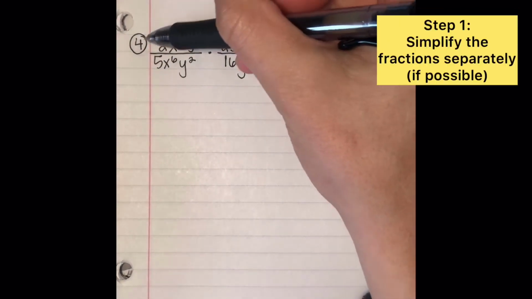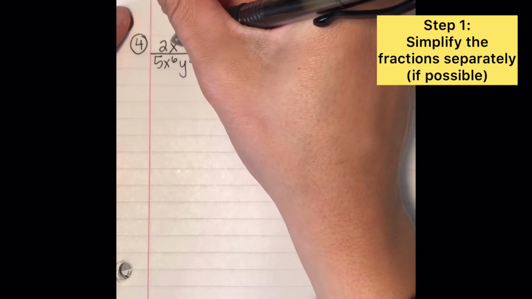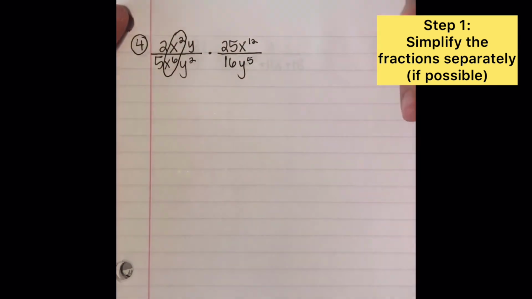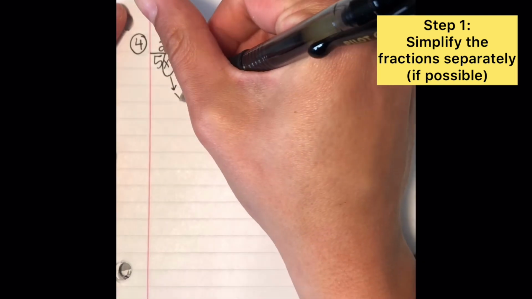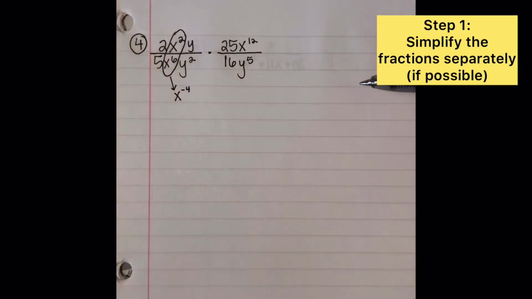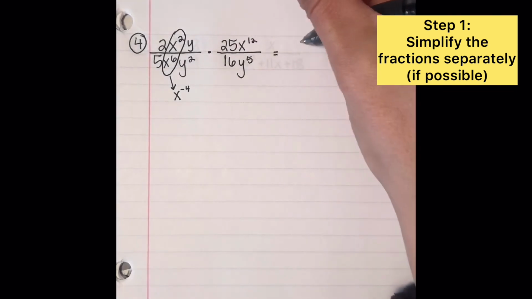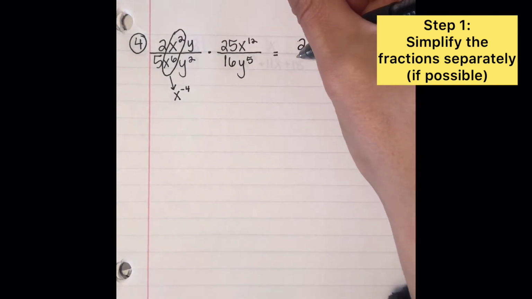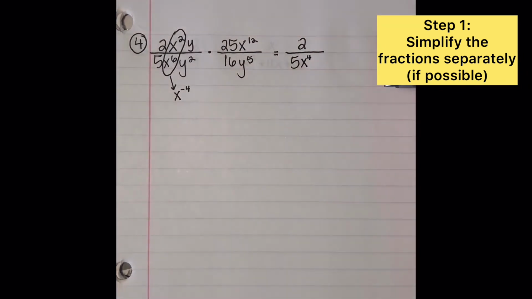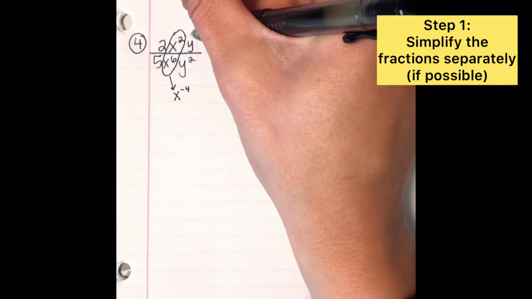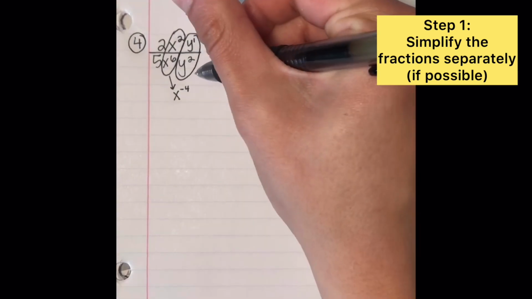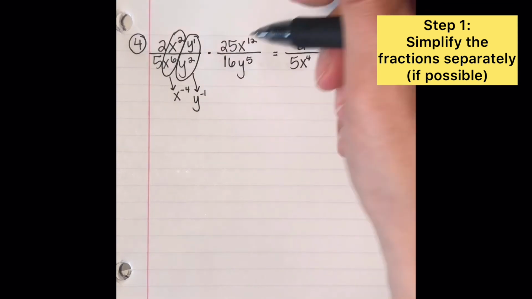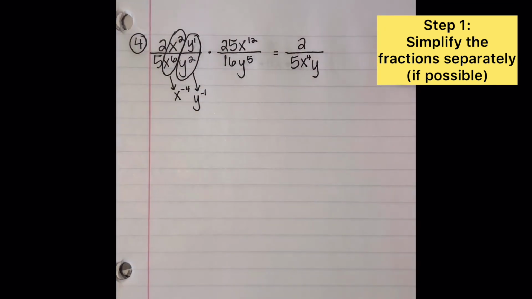So looking at this first fraction, we can simplify x squared over x to the sixth by subtracting the exponents. We get x to the negative 4. And so since it's a negative 4, we're going to put it on the bottom. So this is going to be 2/5 with x to the 4th on bottom. All right, we can do the same thing with y's. 1 minus 2 is y to the negative 1, so we've got y to the 1 on bottom.